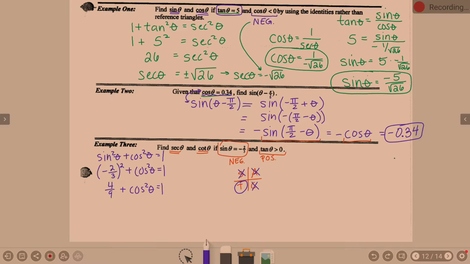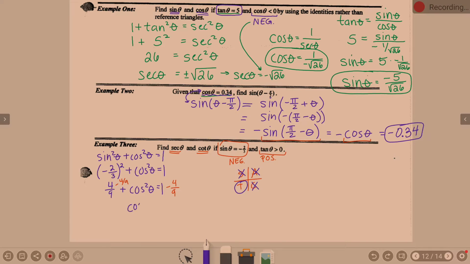It's going to be rough. How do I solve for cosine squared? If it's 4/9 plus cosine squared, what do we need to do? To get cosine squared by itself, it's like thinking if this is 4/9 plus x squared, how do I get x squared by itself? We're going to take the positive 4/9 and subtract it. Subtract 4/9 on the left, subtract 4/9 on the right. 4/9 minus 4/9 cancel.